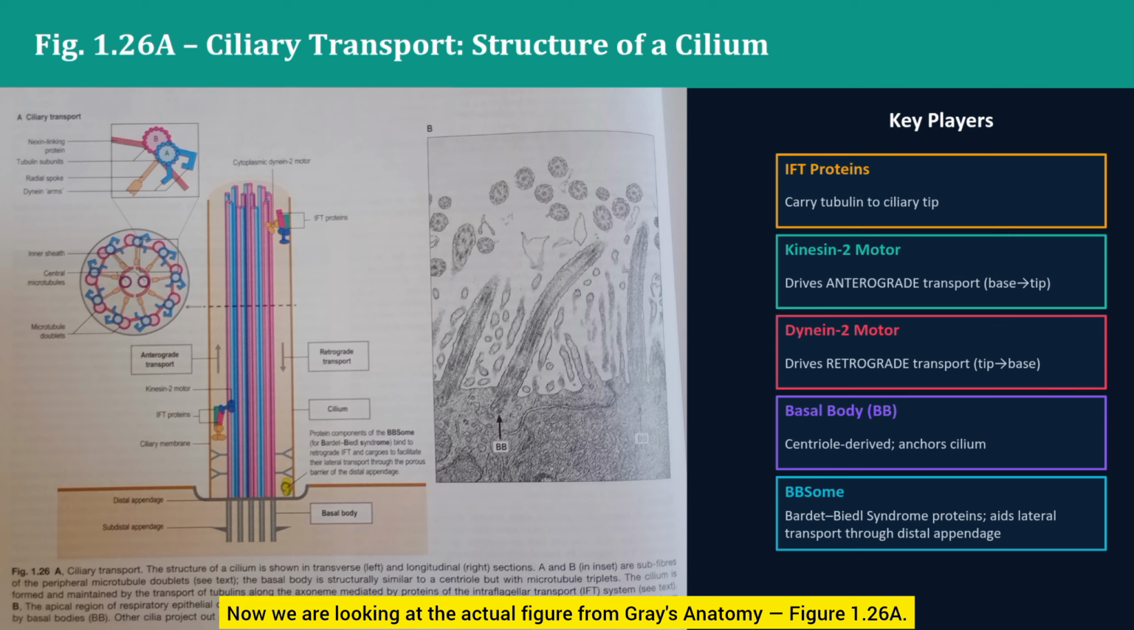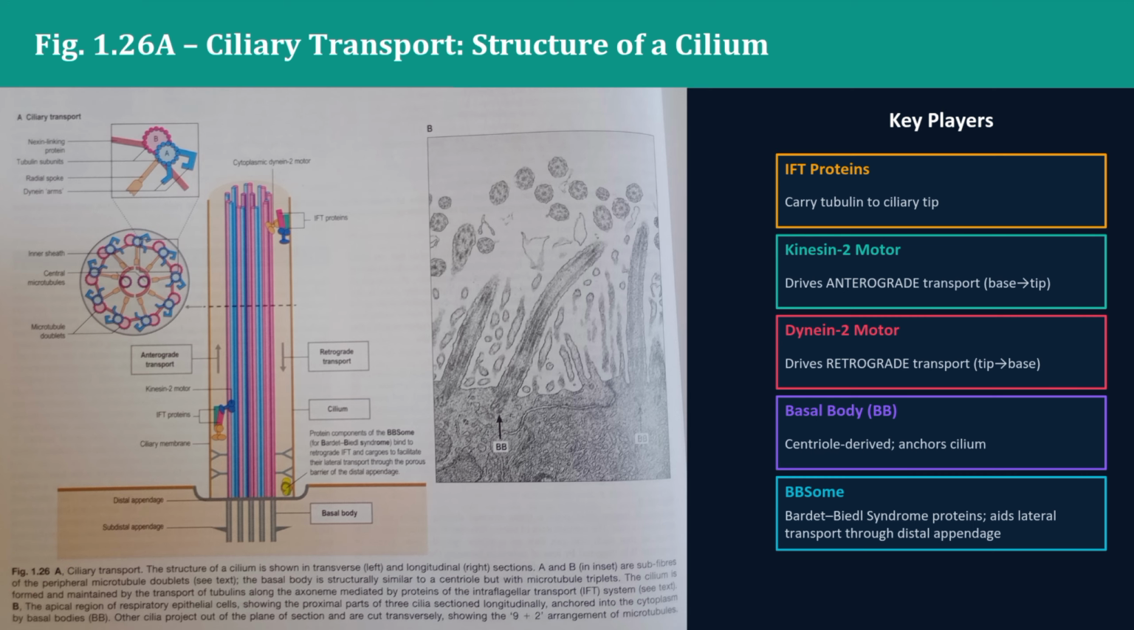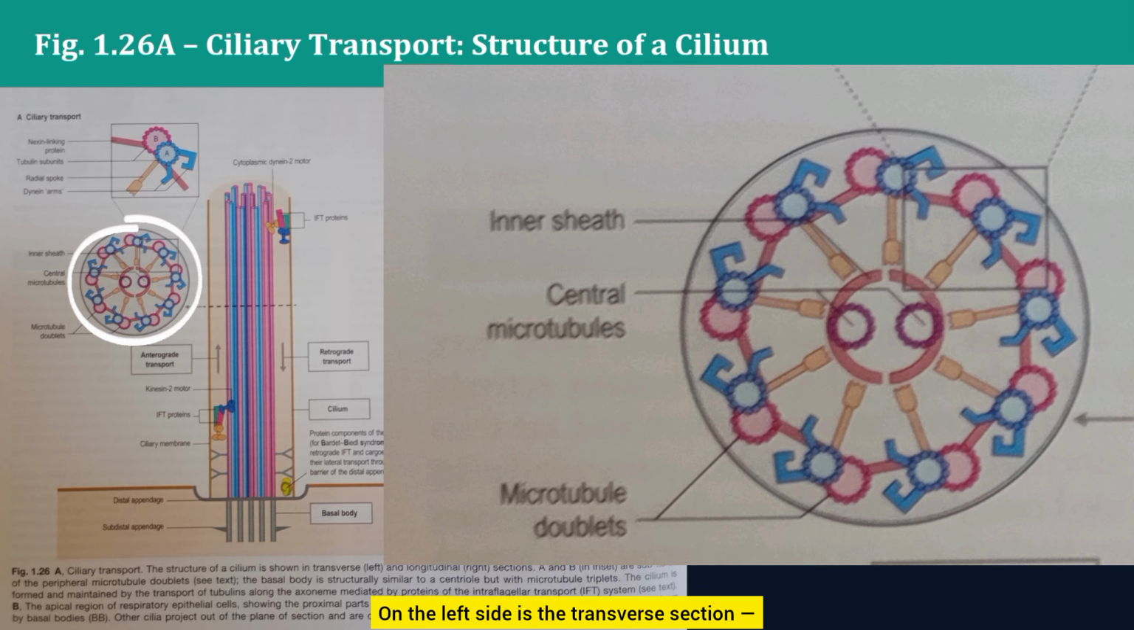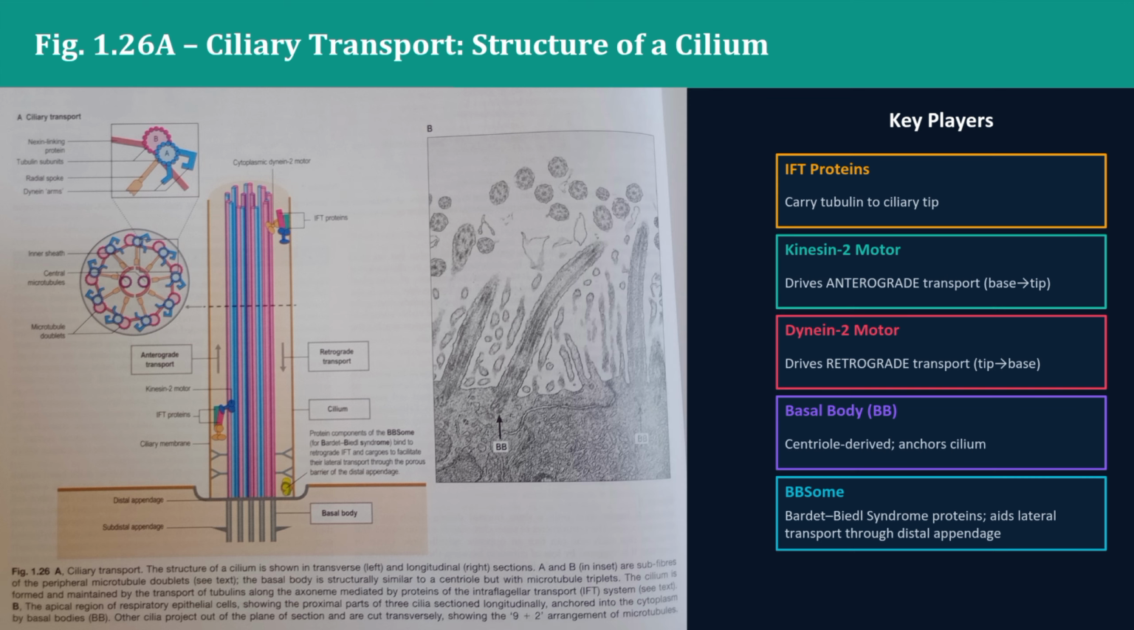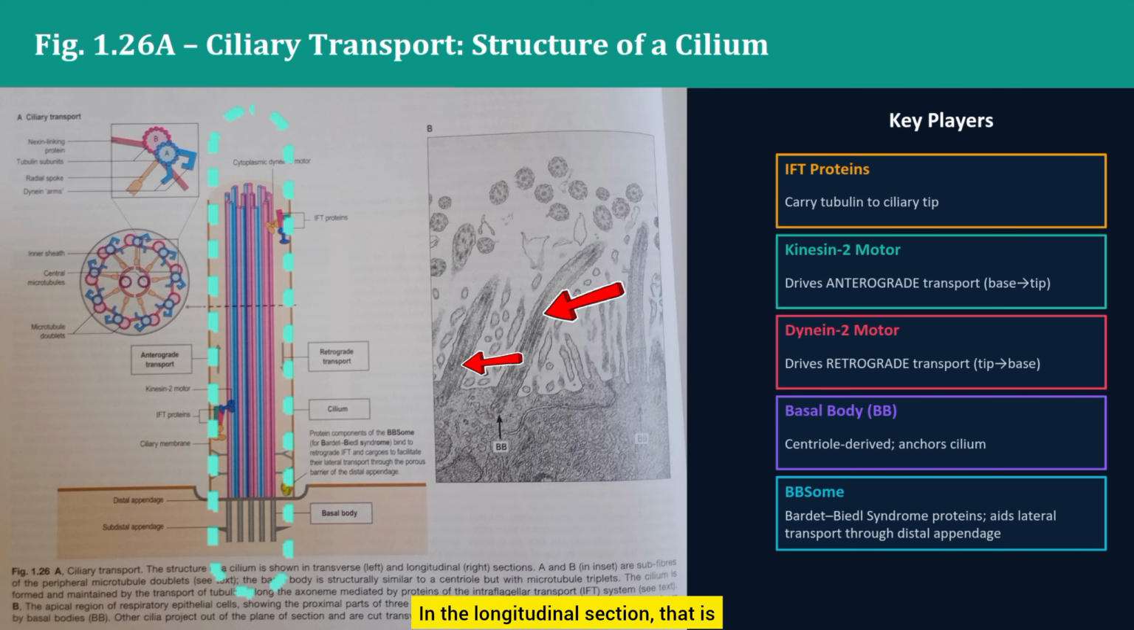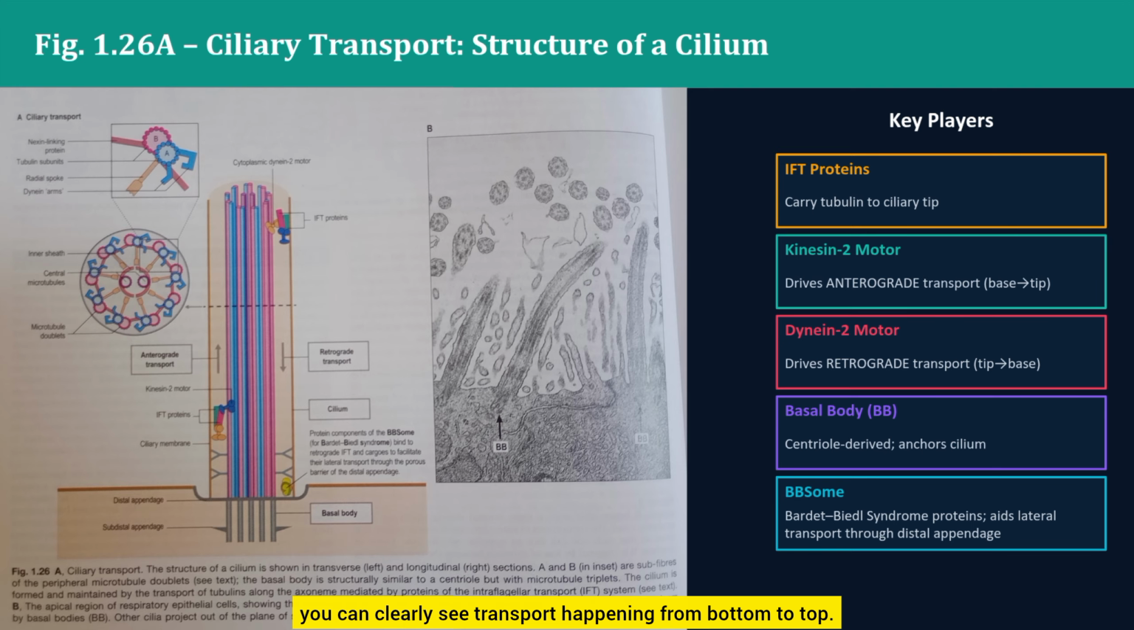Now we are looking at the actual figure from Gray's Anatomy, figure 1.26a. On the left side is the transverse section. This cross-section clearly shows the 9+2 arrangement. In the middle are the 2 circles representing the central microtubules, and surrounding them are the 9 doublets. This is the classic structure. In the longitudinal section, that is, the cilium cut along its length, you can clearly see transport happening from bottom to top. Now pay attention to the callouts on the right side.